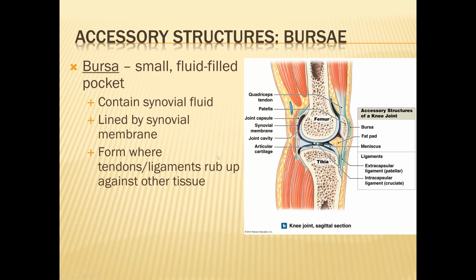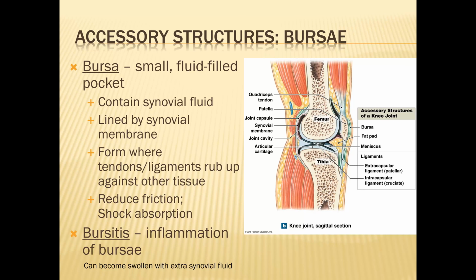These form where tendons and ligaments rub up against other tissues. They form in a place where you need a little bit of extra padding, and they actually do help reduce friction in those areas, and they also help with shock absorption. Now, if you overuse a particular joint, and the tendon and the ligaments are rubbing over and over and over a particular place, your bursa can become inflamed.